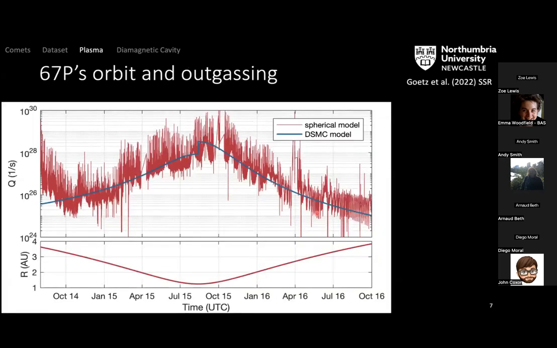So I've been talking about the gas production rate already. Again, at the bottom, you will see this line quite a lot. It's the heliocentric distance of the comet. And at the top, we have the gas production rate. So this is the amount of molecules that come off of the comet per second. And characterizing this is not easy because it changes quite quickly.